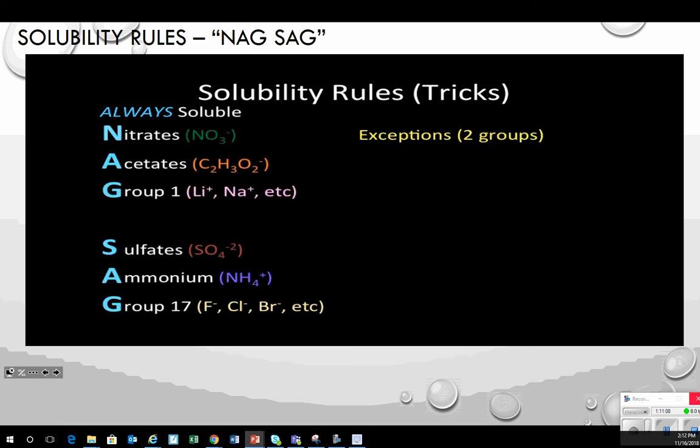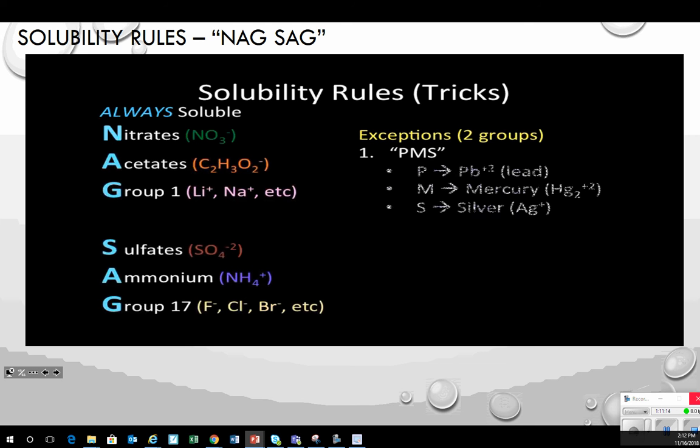groups that are exceptions. The very first group I like to call PMS, and it's very easy to remember, just 3 letters. The P stands for Pb plus 2, which is lead. The M stands for mercury, diatomic mercury, Hg2 plus 2. The S for silver, Ag plus.